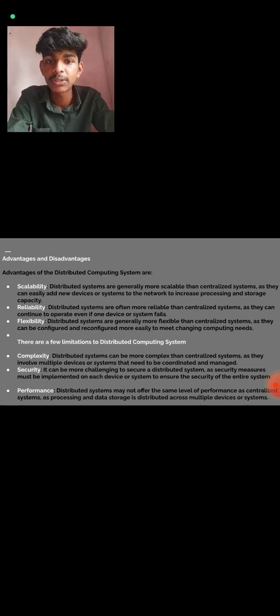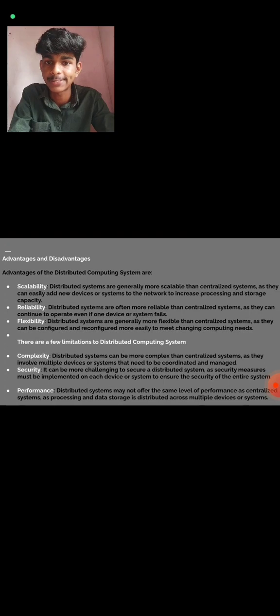Reliability. Distributed systems are often more reliable than centralized systems, as they can continue to operate even if one of the devices fails. Flexibility. Distributed systems are generally more flexible than centralized systems, as they can be configured and reconfigured more easily to meet changing computing needs.